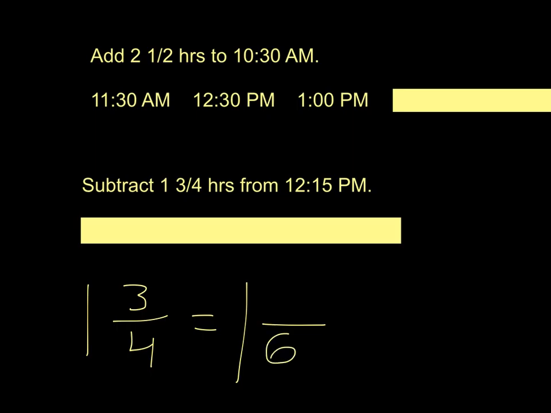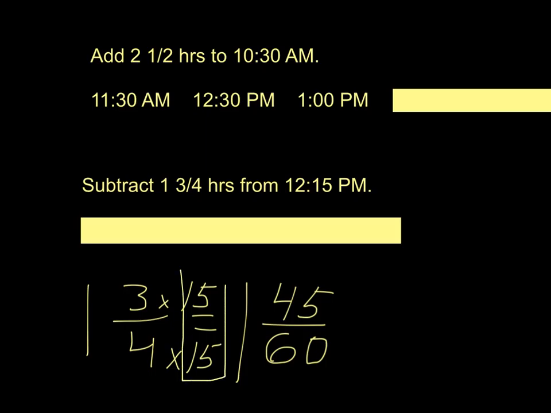We know that there are 60 minutes in an hour, and that 4 can be multiplied by 15 to get 60. Also, 3 can be multiplied by 15 to give us 45. Remember the identity property where 15/15 is equal to 1 whole.